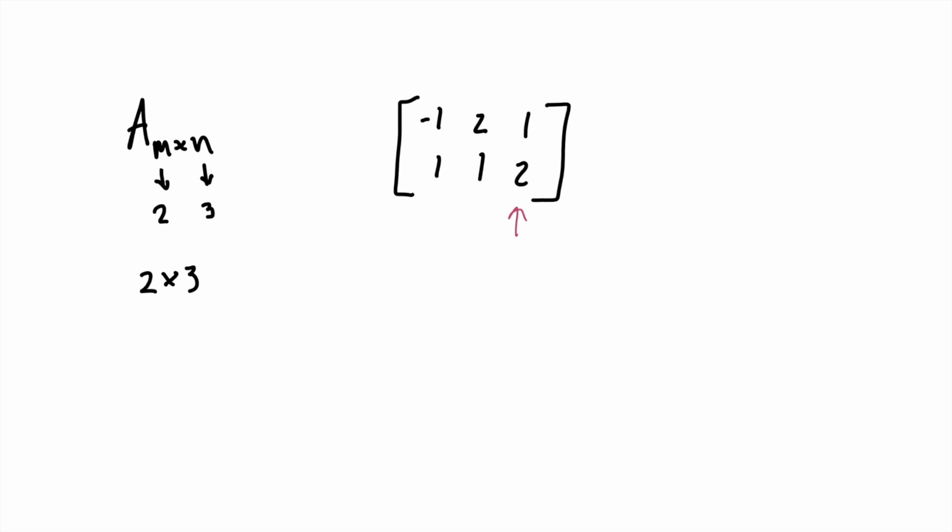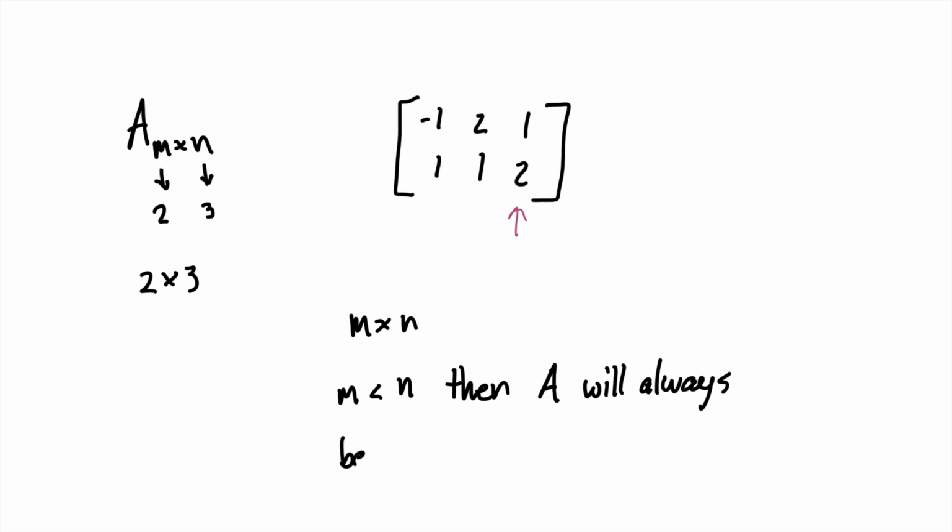And so what this means for an m by n matrix, if the number of rows m is less than the number of columns, then the matrix A will always be linearly dependent.